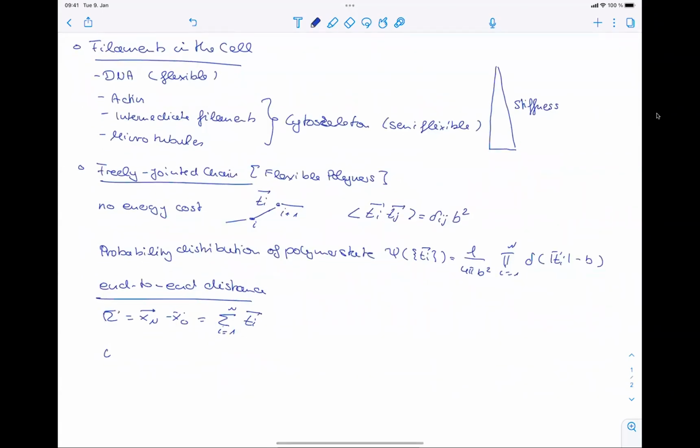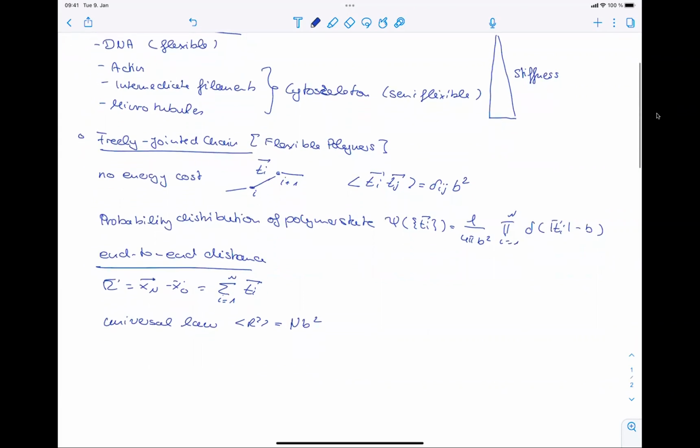And for this one, we found this universal law that the mean squared end-to-end distance is equal to Nb². So it scales linearly in N, and the length scale is the bond length. Indeed, the end-to-end distance vector follows a Gaussian distribution in 3D, given by this Gaussian.